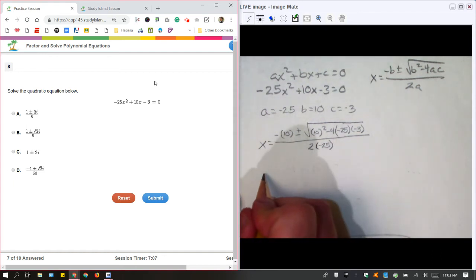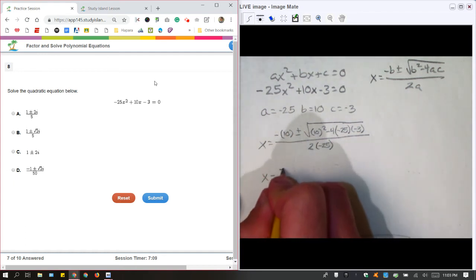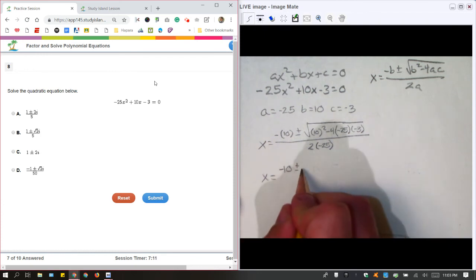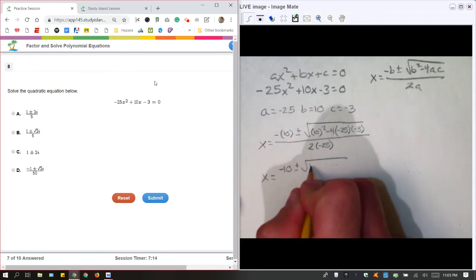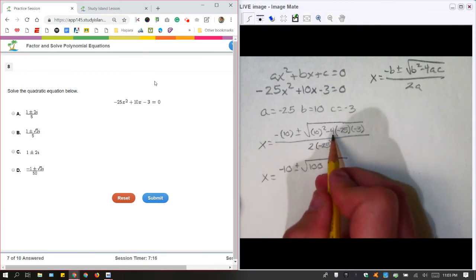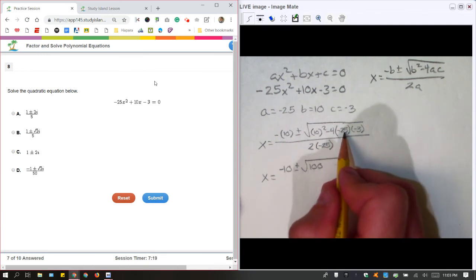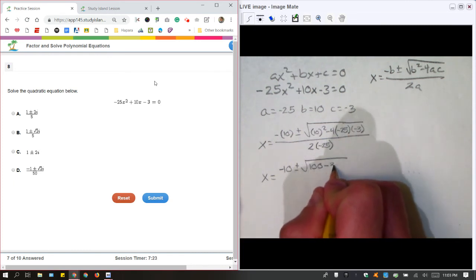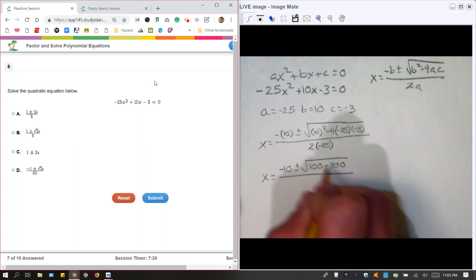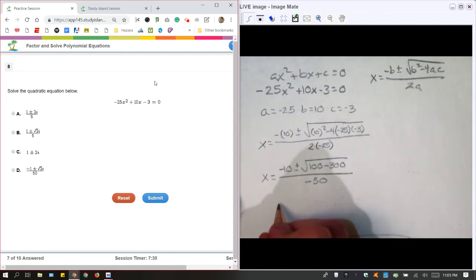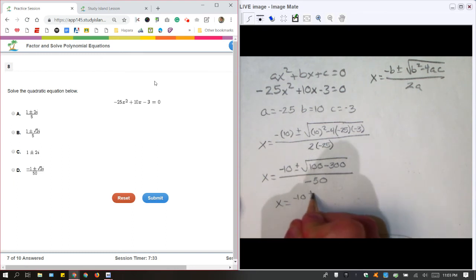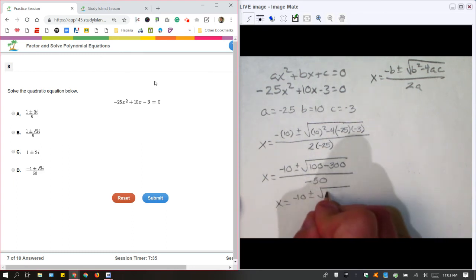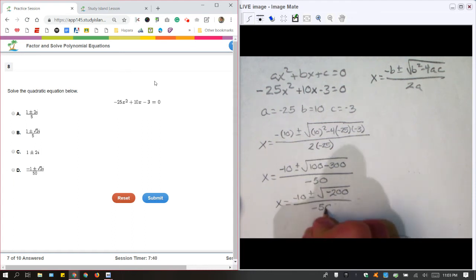So next, x equals negative 10 plus or minus the square root of 10 squared, which is 100, minus 4. I think of this as negative 4 times negative 25, which is positive 100, but then times negative 3 is negative 300, so minus 300, divided by 2 times negative 5, which is negative 50. So then we have x equals negative 10 plus or minus the square root of 100 minus 300, which is negative 200, divided by negative 50.